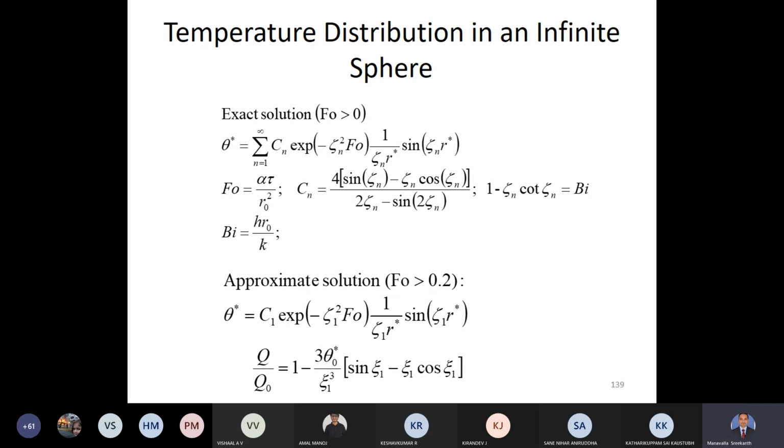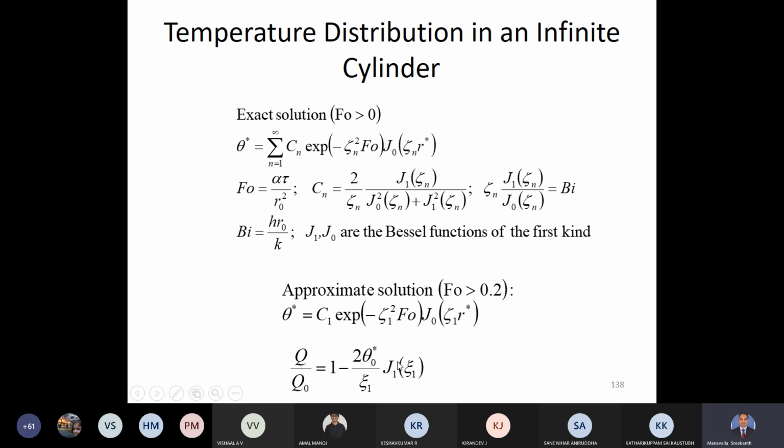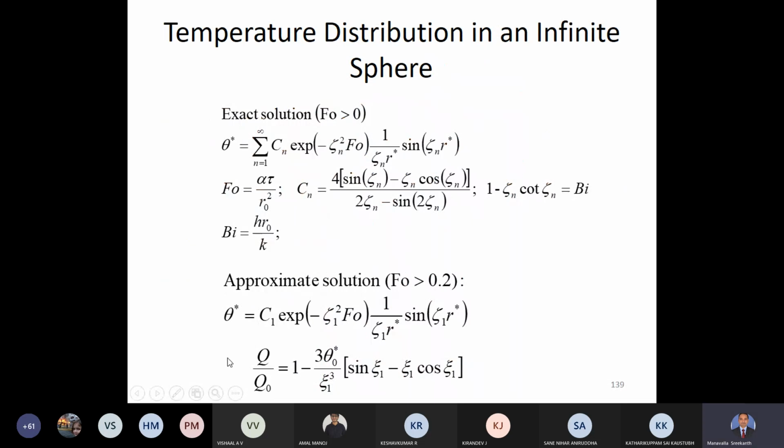So fortunately, what happened is, one person called Heisler took the time and effort to evaluate this one-term approximate solution and put it in the form of a graph. These are called the Heisler's charts. So we shall see what these Heisler's charts are. These are basically the graphical solution for the first term equation. So for this equation, the plot is given. That means the person has evaluated and put it in the form of graphs, so that we don't have to undergo the trouble of calculating this. Okay, so that is done.